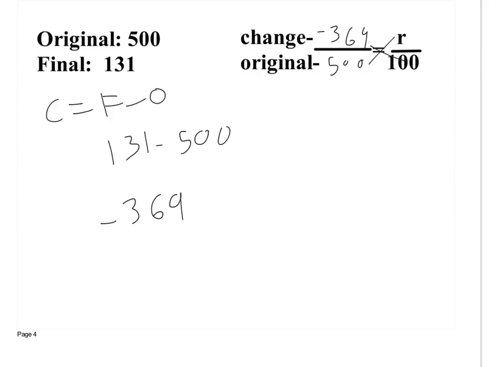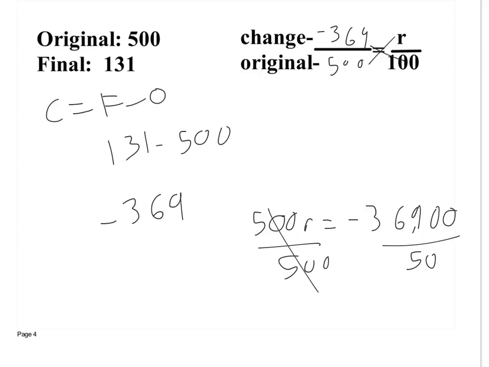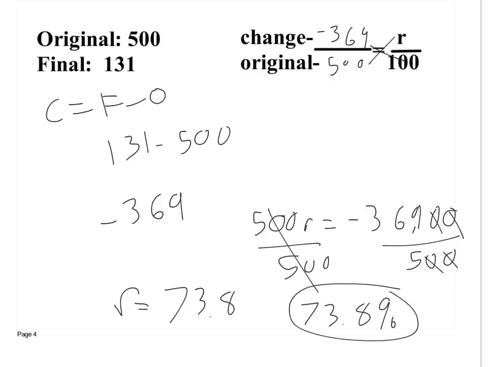So I cross multiply. I have 500R is equal to -369 times 100, which is just adding 2 zeros to that and getting negative 36,900. Divide that by 500. You can cancel those zeros out. R is this number right here. It is 73.8. So it's 73.8%.